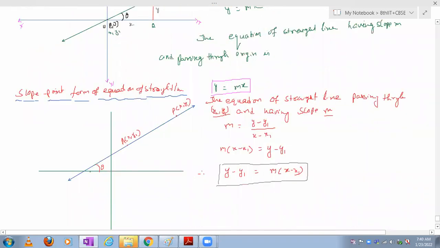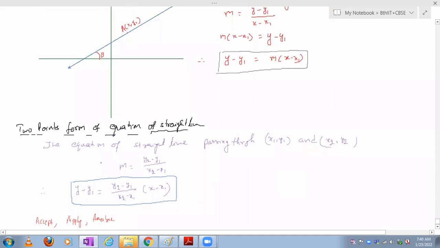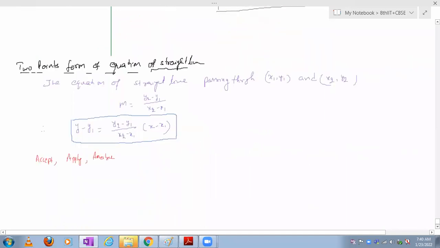Now the slope point form of the equation. If slope is m and point is x1, y1, so m is equal to y minus y1 by x minus x1. The slope formula directly, you put y minus y1 is equal to m into x minus x1, right? Then the two points form of the equation. Here we are putting m is equal to y2 minus y1 divided by x2 minus x1. So y minus y1 is equal to y2 minus y1 by x2 minus x1 into x minus x1, right?